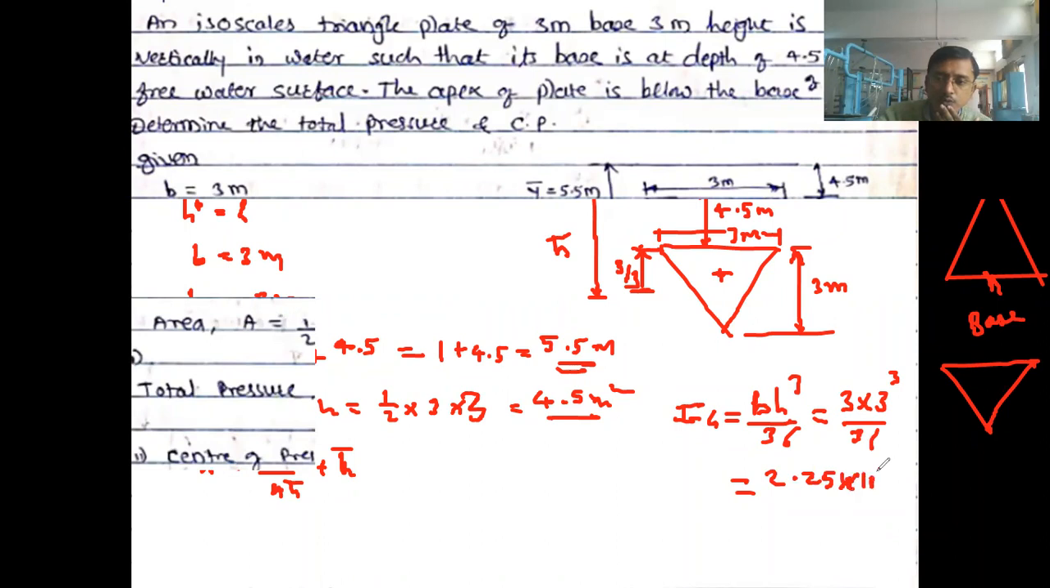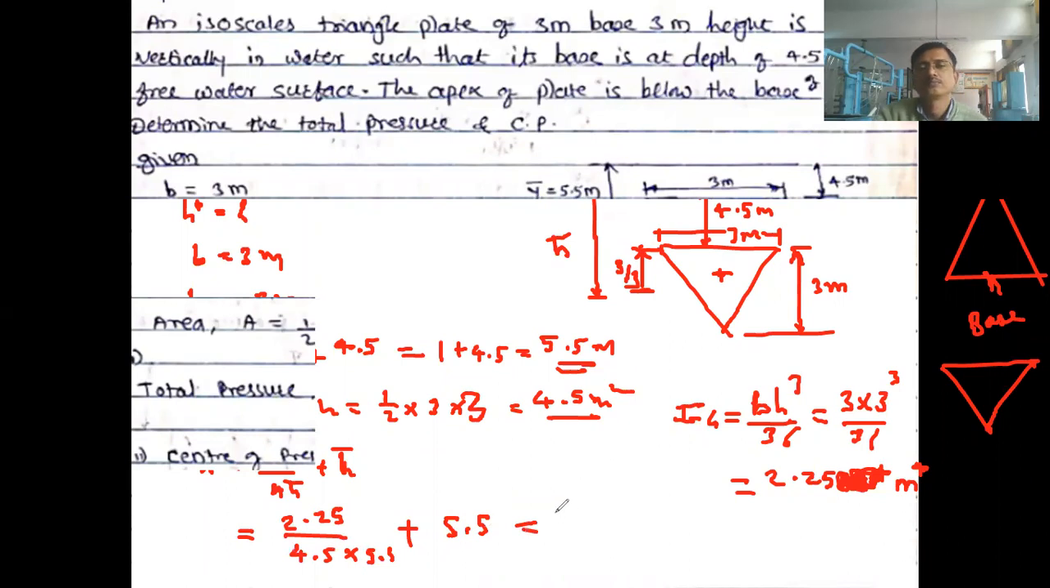Into 10 to the power 4? No, sir, 2.25 only. Okay. So now put this value here: 2.25 divided by area 4.5 into H bar 5.5, plus 5.5, is equal to 5.59 meter. Okay.